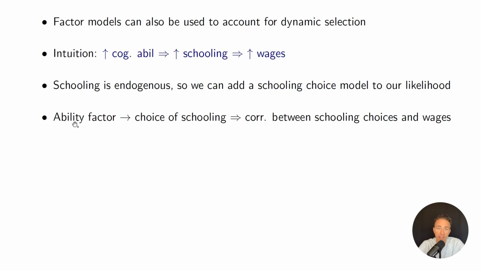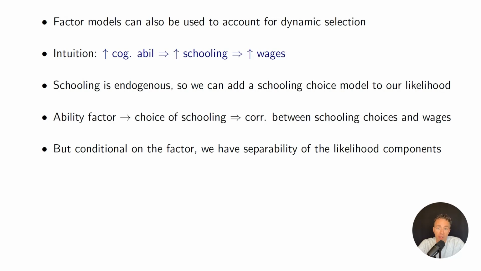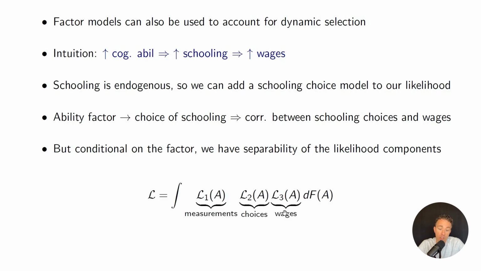So the ability factor is like a preference heterogeneity for how do I like schooling. So people with higher levels of ability will presumably find schooling easier, and so they're more likely to go to school. And that's going to induce a correlation between schooling and wages. So it is an omitted variable bias argument that we're making, not a simultaneity bias or measurement error argument. And then the assumption that we're going to make, which we talked about in the prior video on dynamic selection, is that conditioning on this factor will eliminate any other endogeneity so that the likelihoods can be separable. And then once we do that, we can just add the likelihood for the schooling choice into this equation. And then we have a similar likelihood that we had before.